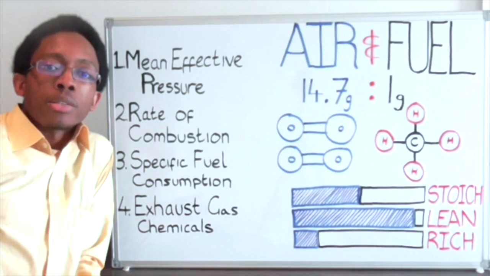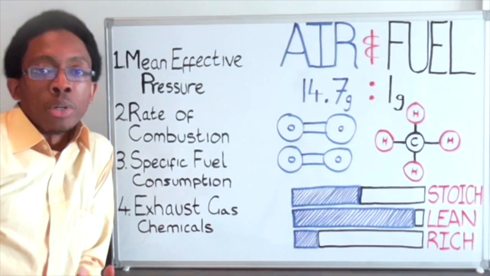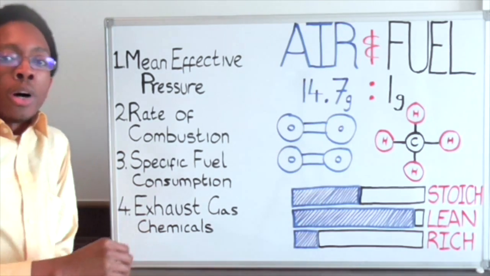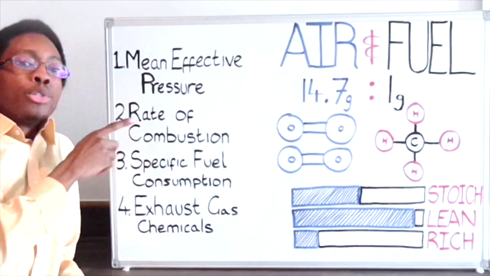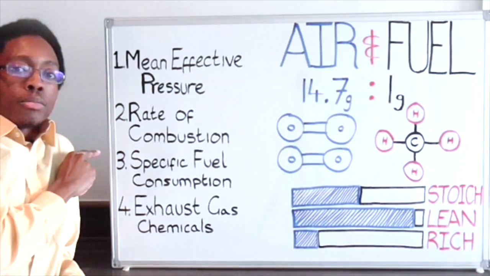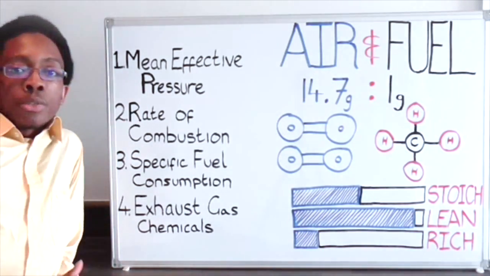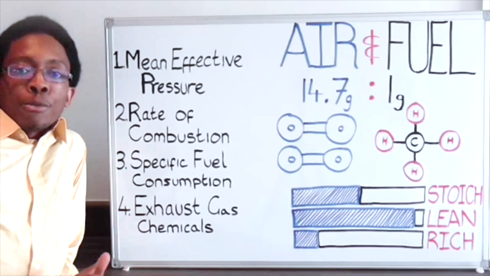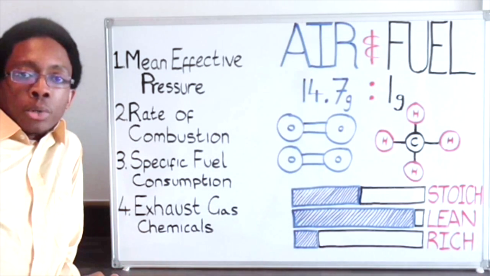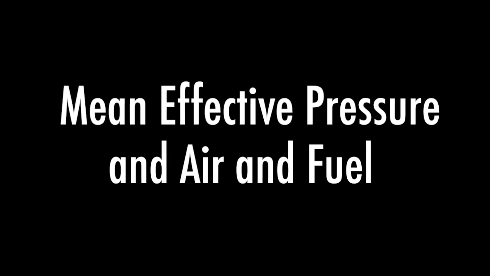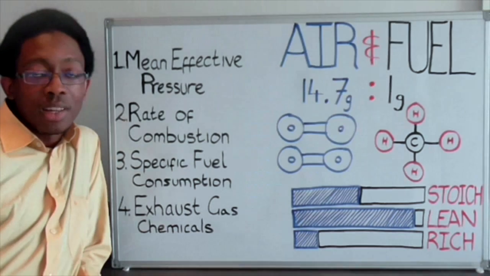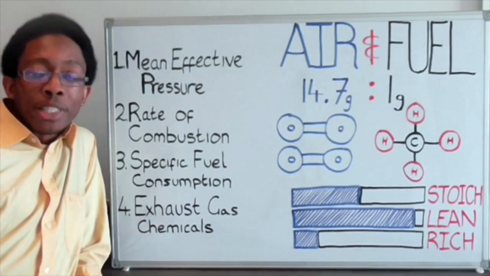However, it will have an effect on the engine's power output, as well as these 4 items here. Number 1, the mean effective pressure. Number 2, the rate of combustion. Number 3, the specific fuel consumption. And 4, the exhaust gas chemical composition. Number 1, the mean effective pressure.